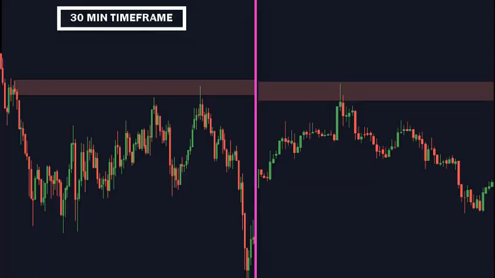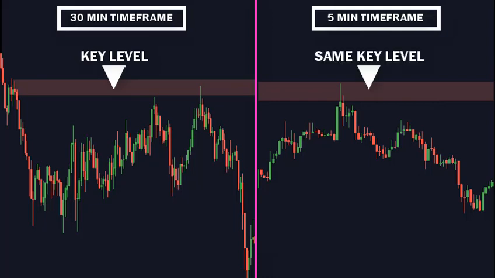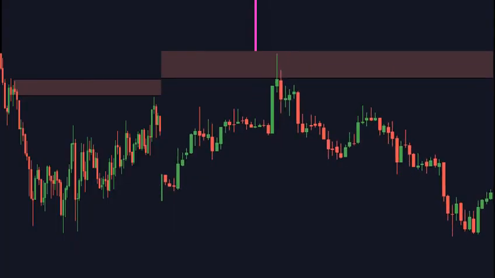On your left side, 30 minute time frame, meaning every candle represents 30 minutes of time. On your right, 5 minute time frame, meaning every candle represents 5 minutes of time. Here is a key resistance level on the 30-minute time frame and the same key resistance level on the 5-minute time frame. This is the first time price has moved drastically from this level. So we will look for trade opportunities here on the lower time frames.